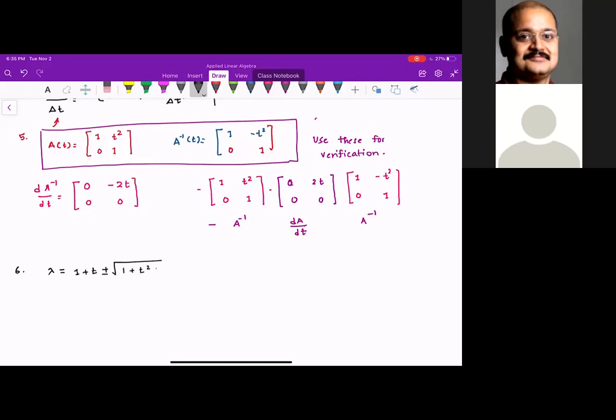Oh, no, it's 2. Inside the square root, it's 2 plus 2t plus t squared. Is this what you got? Okay. Then what at time t is equal to 0? You got the values of lambda 1 and lambda 2. Okay. Then how did you get the eigenvectors?